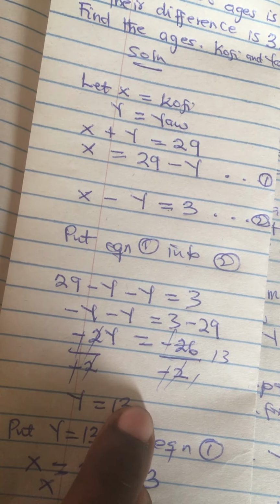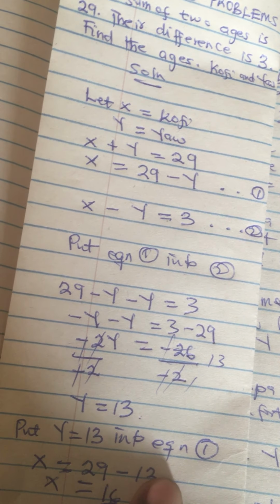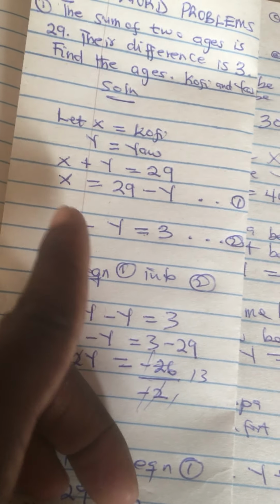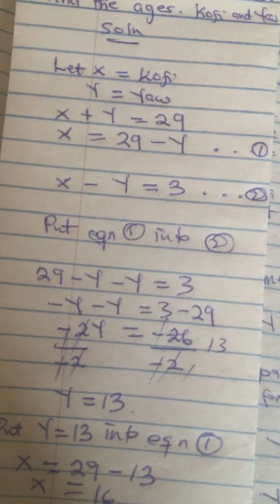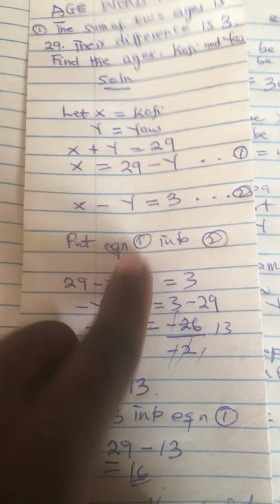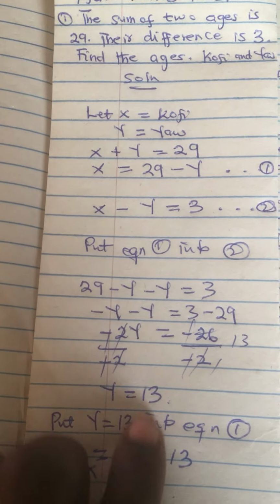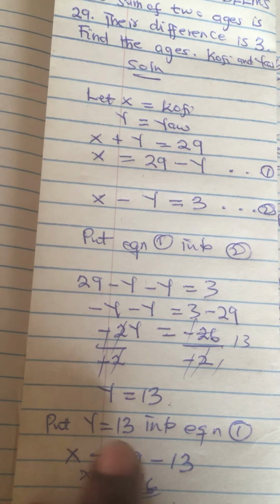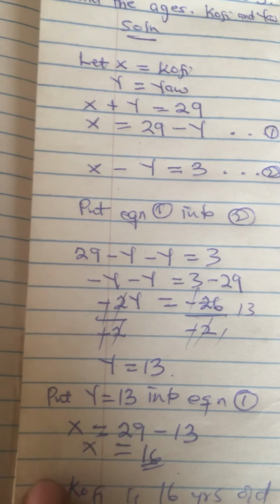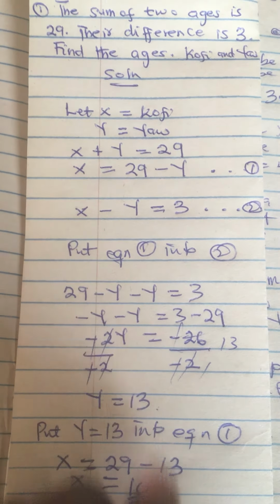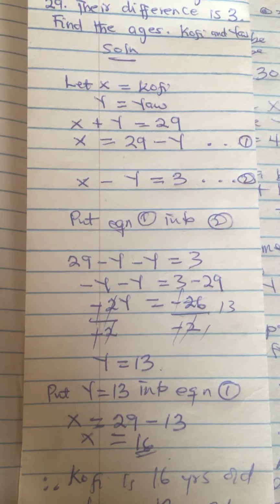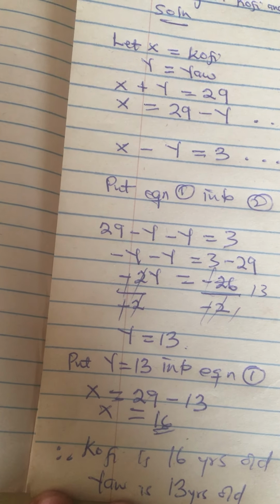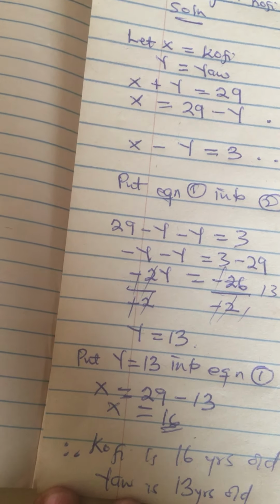When you get y equals 13, then you put y equals 13 into equation 1 because we want to find the x. We now know y. What about x? So you put it into equation 1. Wherever you see y in equation 1, you replace it with 13. So x equals 29 minus 13, which is x equals 16. Therefore, Kofi is 16 years old. Yao is 13 years old. I hope you get it now.